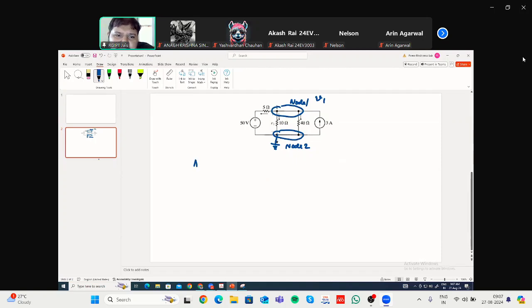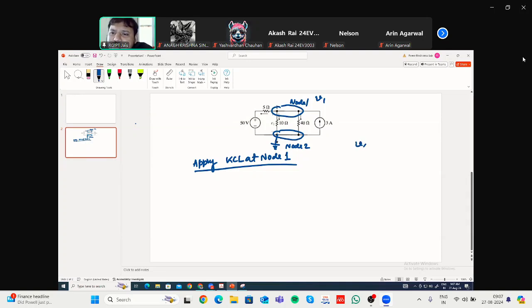So now we apply KCL at node 1. If you apply KCL, then you have to see what the currents are that are coming out of that node, and what the currents are that are going into the node. Here, if you see this branch, there is a voltage source, there is a resistance, and V1 is unknown.